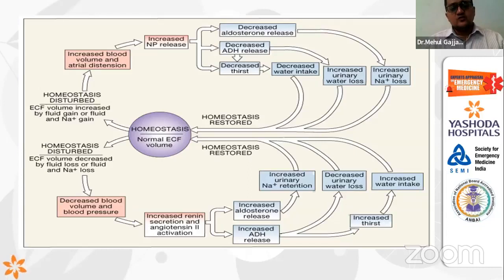Whenever ECF volume is increased, either by fluid gain or fluid plus sodium gain, which leads to blood volume and arterial distension, which leads to release of natriuretic peptides, which decreases the release of aldosterone and antidiuretic hormone, which decreases the thirst, decreases the urinary water loss, and also increases the urinary sodium loss, which ultimately leads to normal ECF volume.